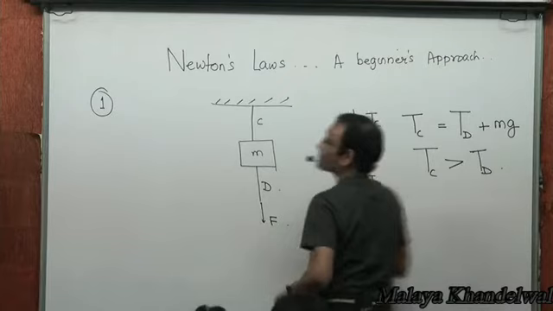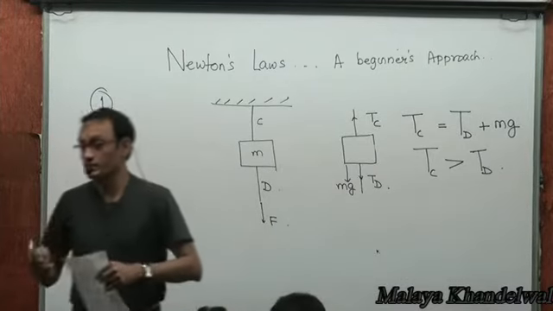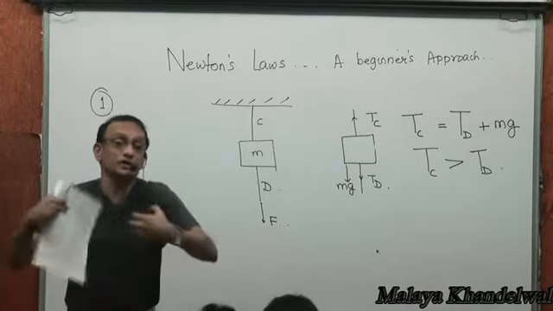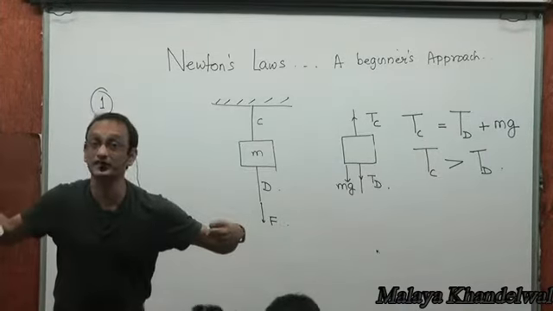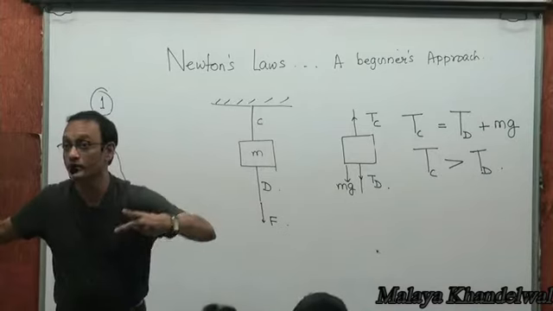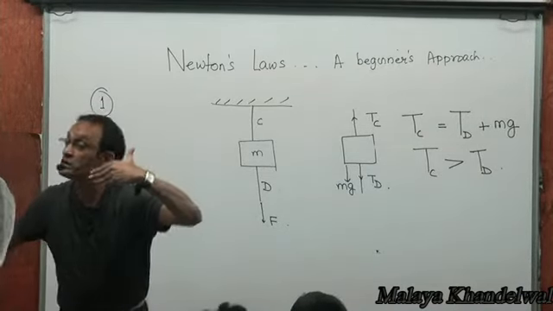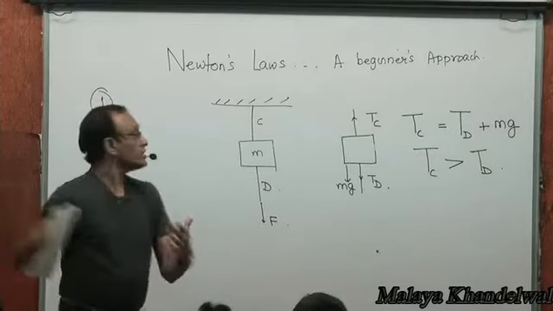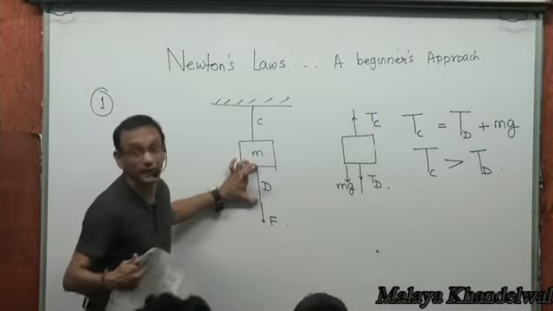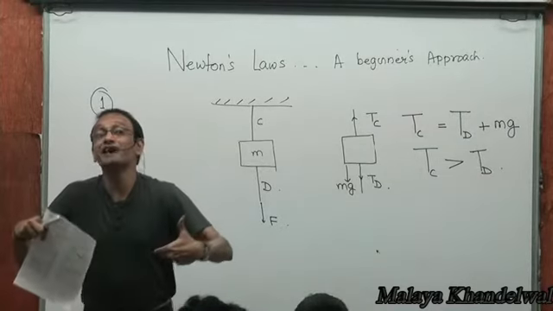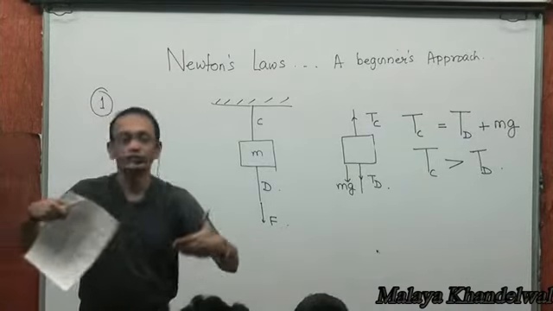A string has its breaking strength. A string, even though it's inextensible, doesn't mean that you can keep pulling it forever and expect it to not snap. It'll snap. There is a breaking strength which is related to the material of which the string is made. So this portion and this portion, they are made of the same material. They will have the same breaking strength. Suppose the breaking strength is 100 newtons, right?